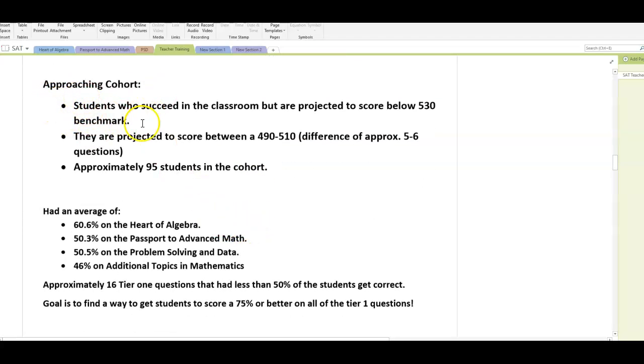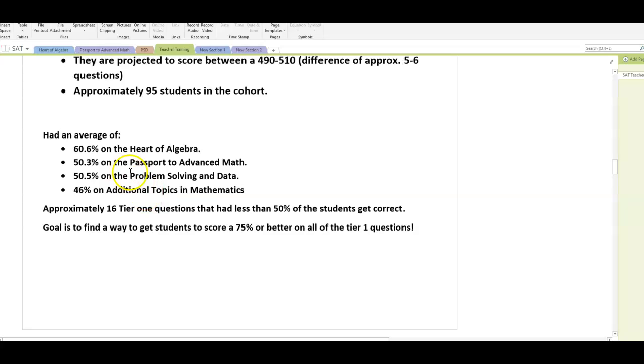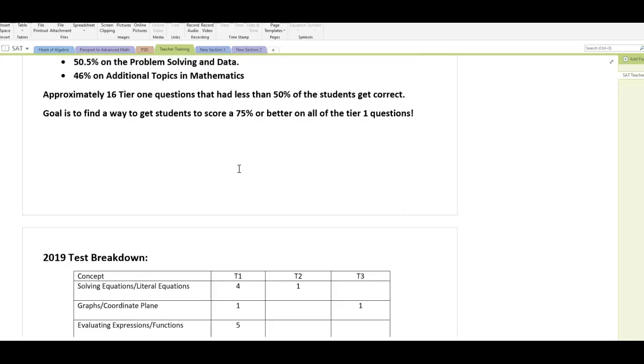So we talked about the approaching cohort, and when you broke down the 2019 test data, right, we were pretty strong in the Heart of Algebra. We were pretty strong in the Passport to Advanced Math and the Problem Solving and Data. But these are 2 areas where, although our percentages were pretty high, when you really break it down, these are the 2 areas, especially Problem Solving and Data, that if we were to get 6 or 7 more questions in that category, our test scores would jump dramatically.